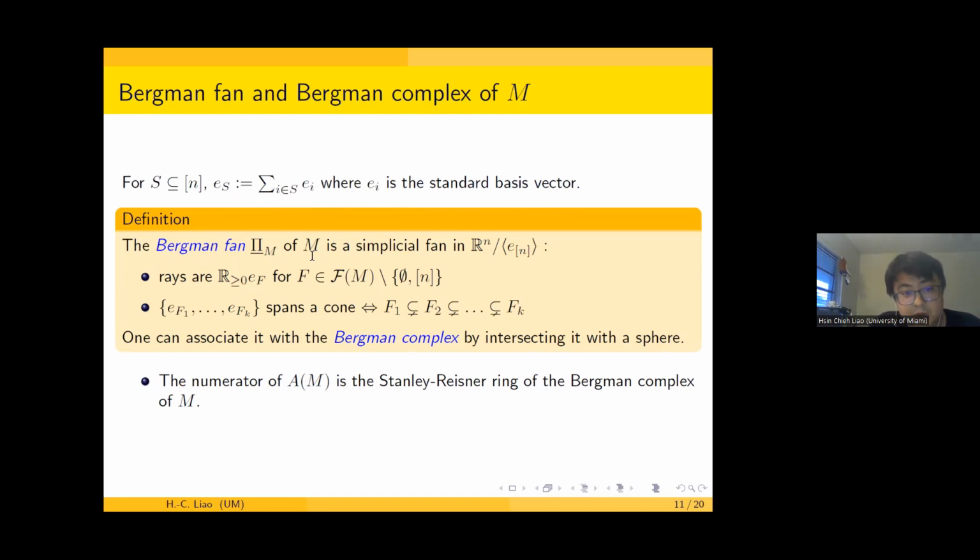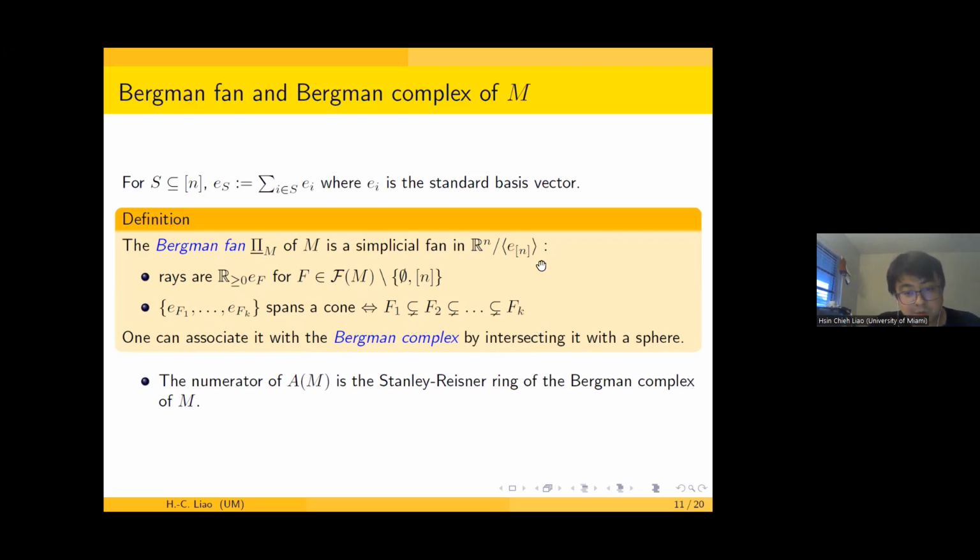And so the Bergman fan of M is just a simplicial fan in the space R^n, modulo the all-ones vector, and its rays are spanned by all the e_F, where F is a non-empty proper flat. These rays e_F1 to e_Fk will span a cone in this fan if and only if the flats F1 to Fk form a flag in the lattice of flats. And once we have this fan, we can get the Bergman complex by just intersecting it with a sphere. We get a simplicial complex.